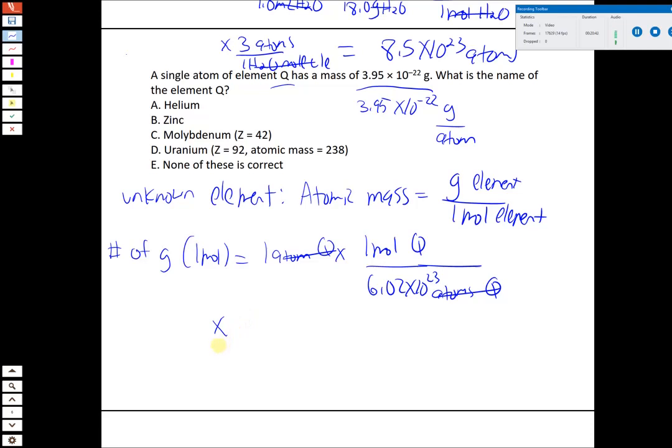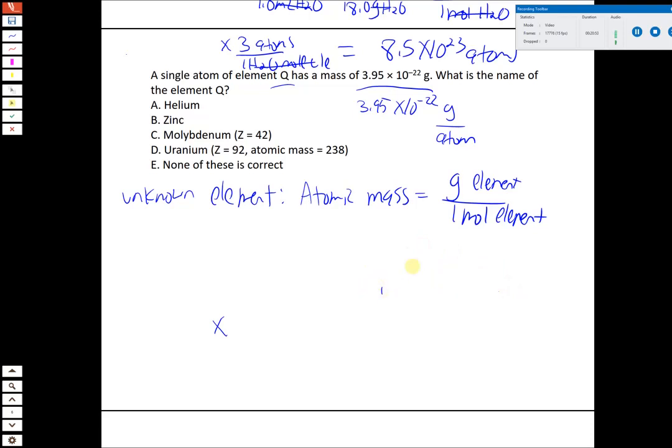sorry, I'm going to do this a different way because I screwed this up. Alright, so sometimes, as you saw what I just did, you get into a dead end where the units don't work out and you get confused yourself, so you just have to reevaluate and start over. So let's do it this way. Let's find the grams and then let's find the number of moles.